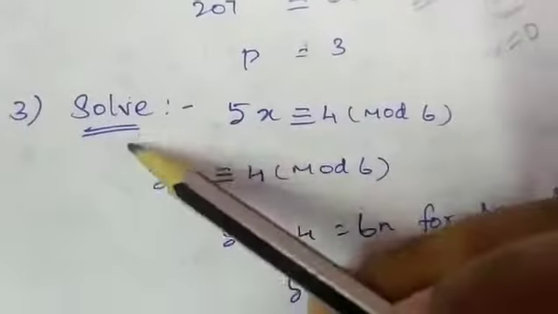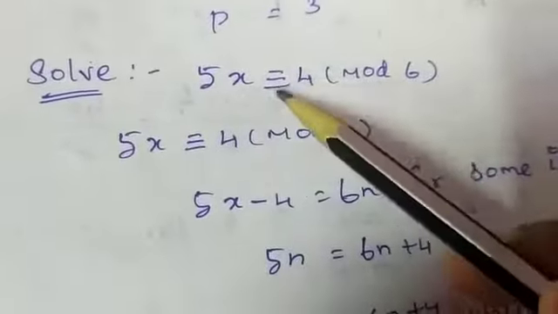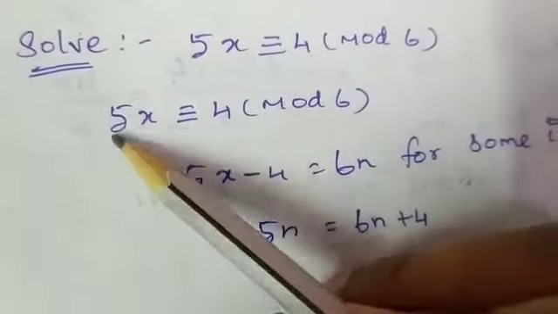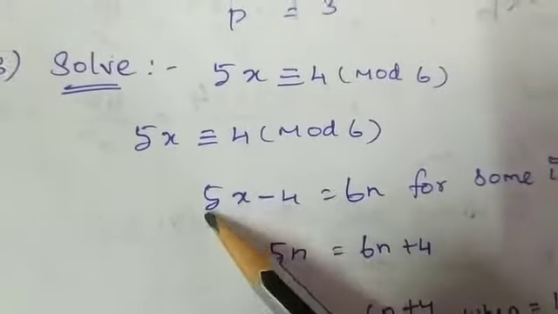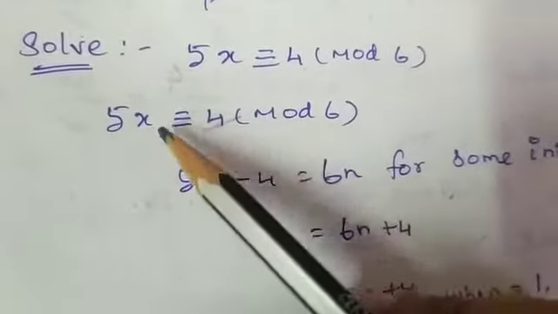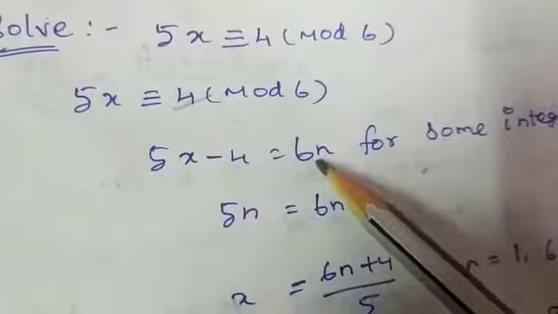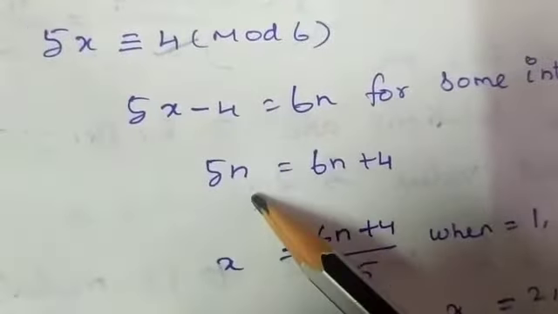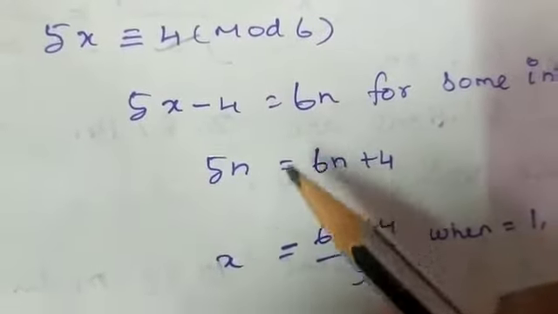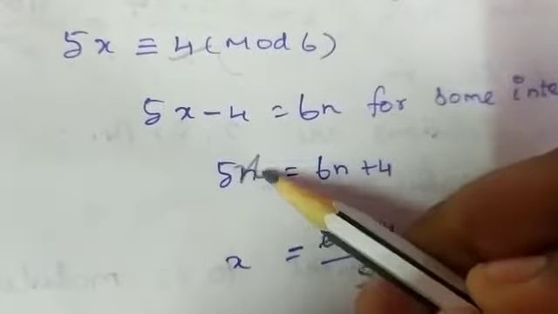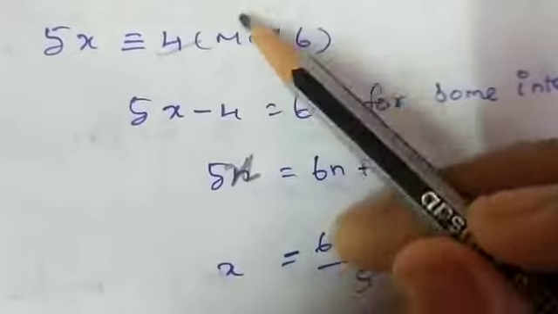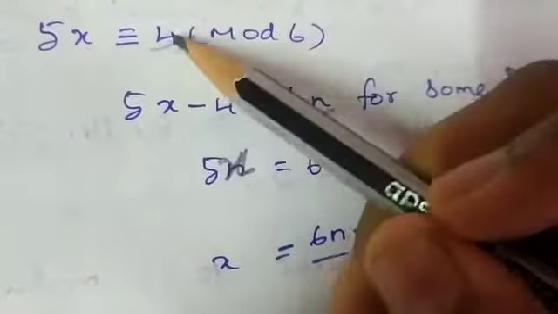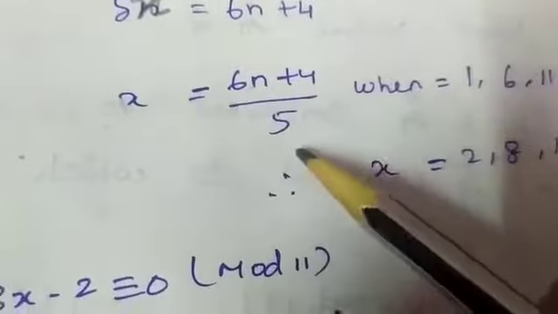So in our third question, we have to solve 5x congruent to 4 mod 6. So 5x congruent to 4 mod 6 means 5x minus 4. I am taking this remainder to this side and converting this as 6n. So 5x equals 6n plus 4. We first convert this into n form, then we take the remainder to this side again. So x equals (6n plus 4) by 5.